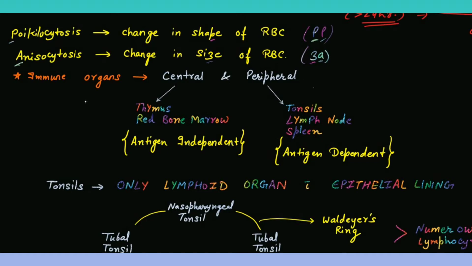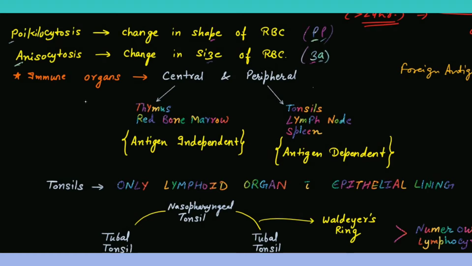Now the central immune organs, the thymus and the red bone marrow, are antigen independent. What do we mean by antigen? Any foreign particle that enters our body is called an antigen. But the thymus and the red bone marrow only produce the immune cells. The thymus produces thymosins. Red bone marrow gives most of the cells like RBC and WBC. They are not antigen dependent, because they are antigen independent, that's why they are the central immune organs.